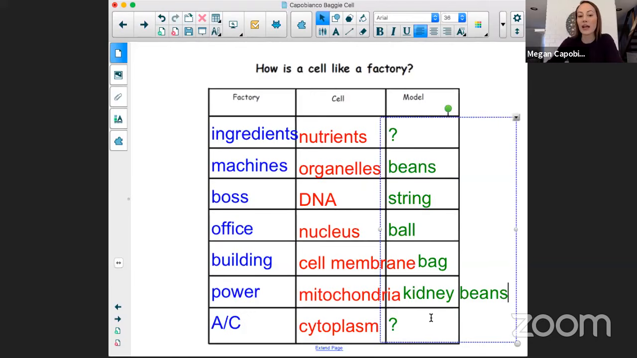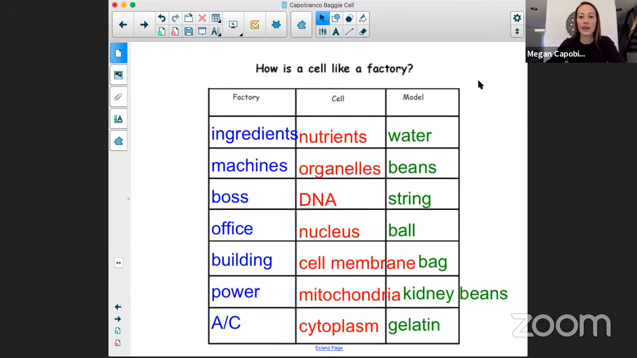All right, and then we have our last two. So the cytoplasm, what gave that cell the feel that the cytoplasm would have? And that was the gelatin, right? And then I like to have the nutrients be represented by the water. Remember, we had to add the water in order for all of this to work. All right, excellent. Looks good to me. All right, so I'm going to stop sharing.